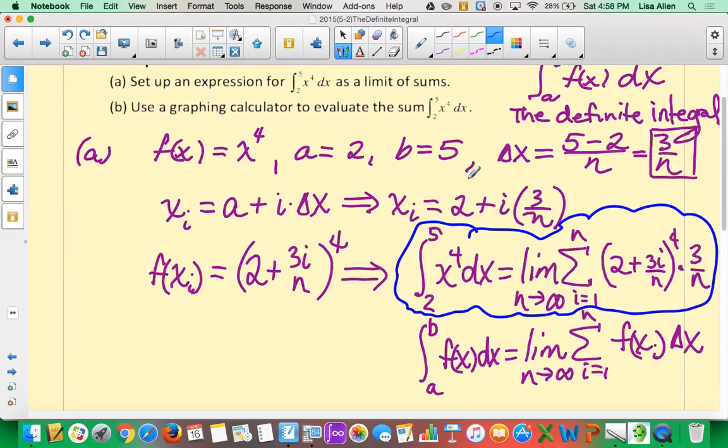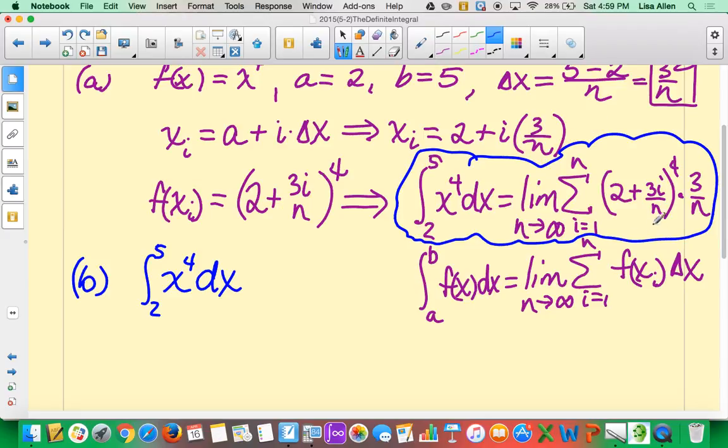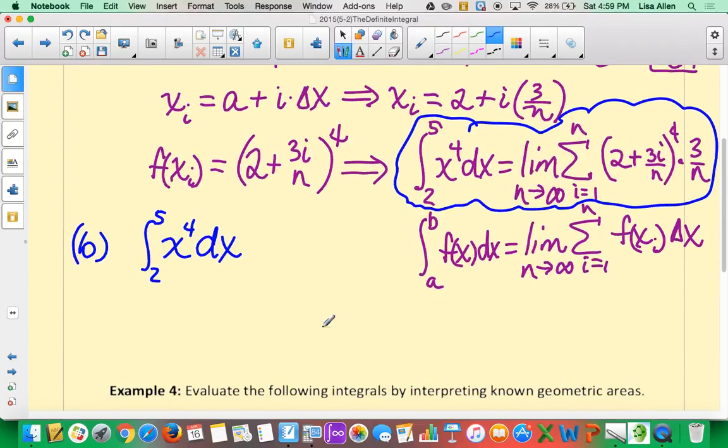The second part of this, we want to get the answer for our integral. We want to evaluate the sum with our calculator. So we're going to move over. We want the integral from 2 to 5 of x to the 4th dx. We want to get a value for that with the integral. In another video, we will be dealing with taking the limit of a sum as n approaches infinity. But for this part, we're going to evaluate this with the calculator. And so we're going to move over to the calculator now.